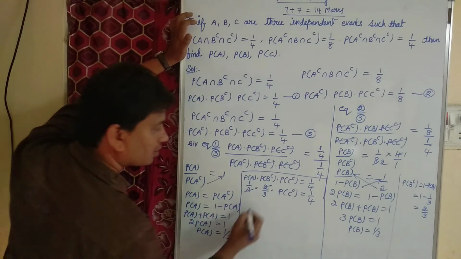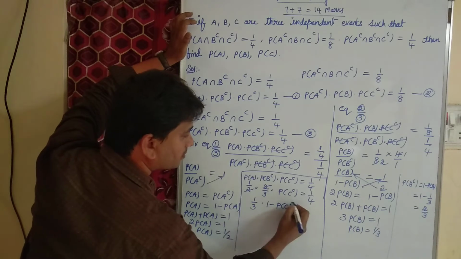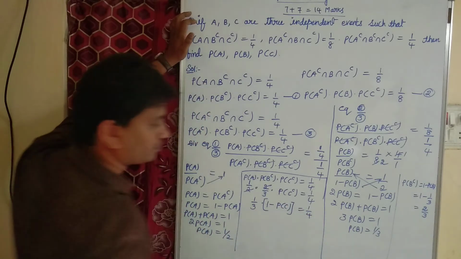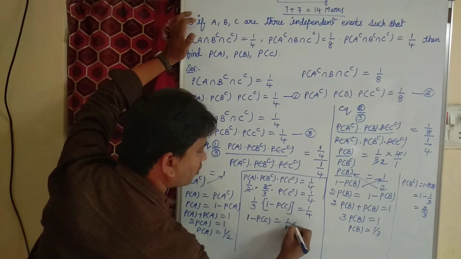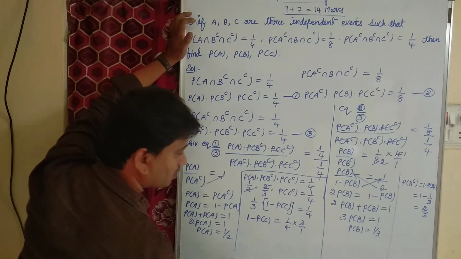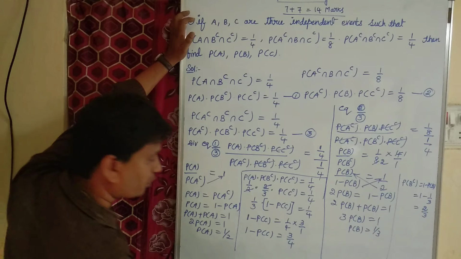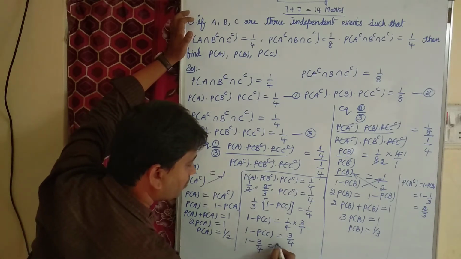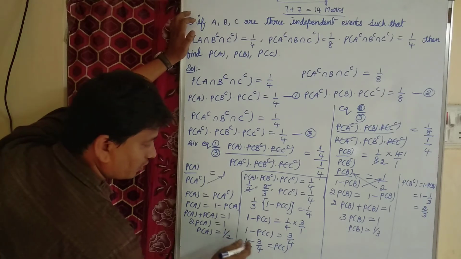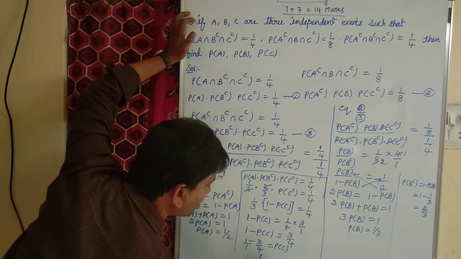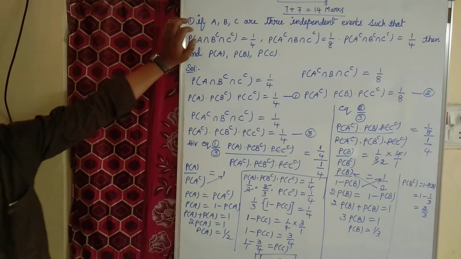So 2 gets cancelled. 1 by 3 into P(C cap), I can write (1 minus P(C)) equal to 1 by 4. Let me transpose 1 by 3 to that side. So I get 1 minus P(C) equal to 1 by 4 into 3 by 1. Right? 1 minus P(C) equal to 3 by 4. Plus 3 by 4 you transpose, you will get 1 minus 3 by 4 equal to P(C). 1 minus 3 by 4 means 4 minus 3 over 4, that is equal to 1 by 4. So what is the value of P(C), children? The value of P(C) is 1 by 4.